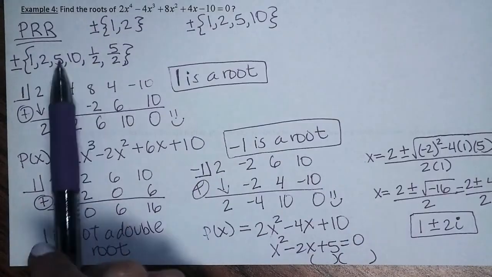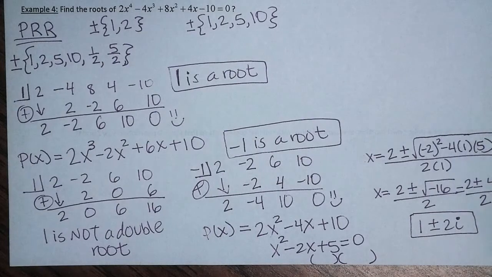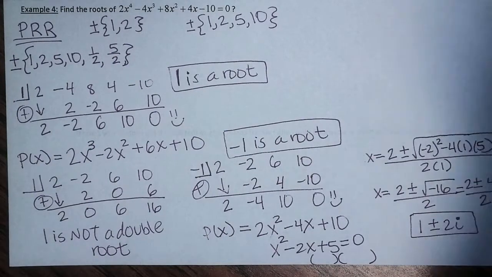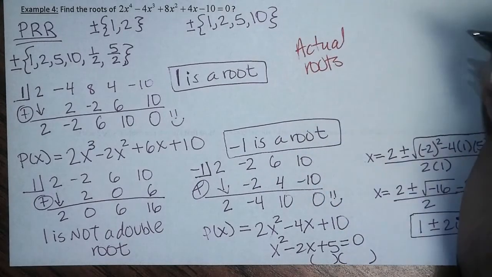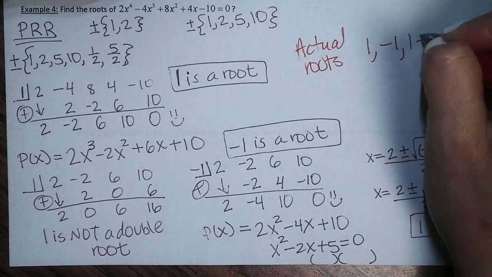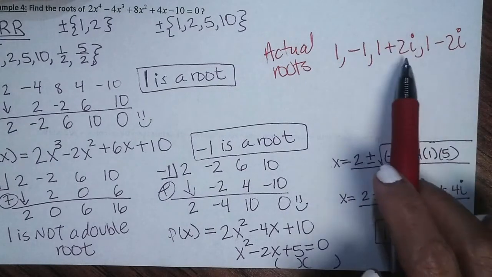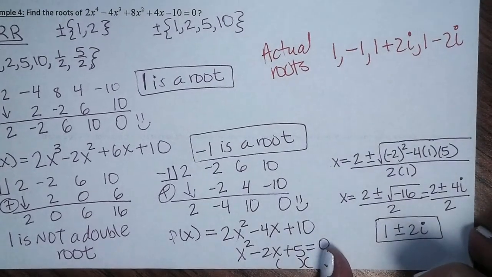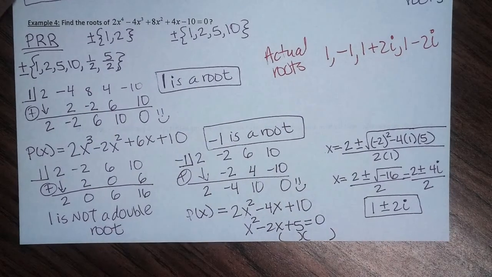And so imaginary roots don't show up on your possible rational roots. These are only the real rational roots. So the final answer for example 4, I guess we can switch colors here. The actual roots are 1, negative 1, and then 1 plus 2i and 1 minus 2i. So there's 4 separate roots. You can write 1 plus or minus 2i, that's fine. But that is how you use the possible rational roots in order for you to find the actual roots of a polynomial. And that's called 8.6.